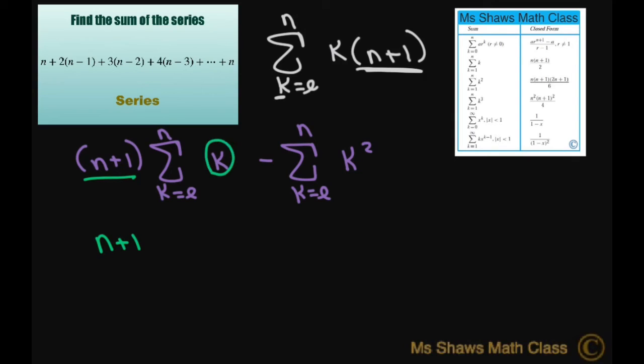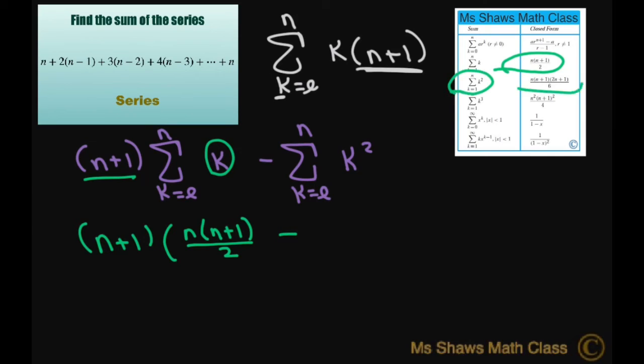All right, so basically what we have here, just copy down your n plus 1, and then for the sum of k, that is this formula here. So you're just going to write times n times (n plus 1) divided by 2. Then we have minus, and now we're using this formula here. So that's going to be minus n times (n plus 1) times (2n plus 1), all divided by 6.